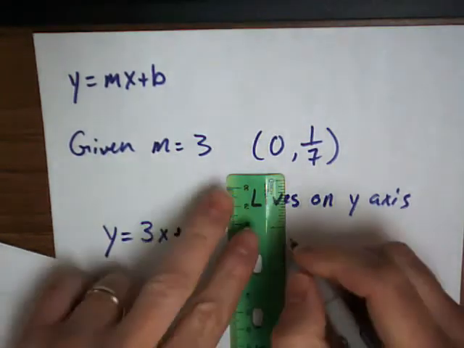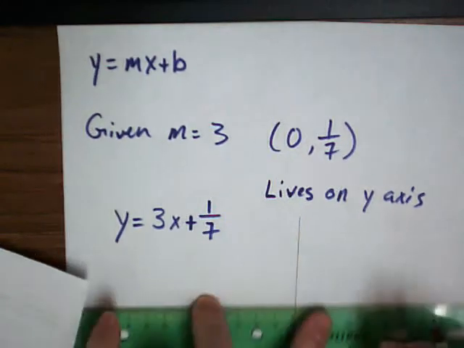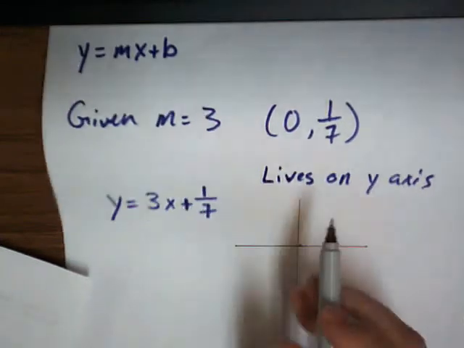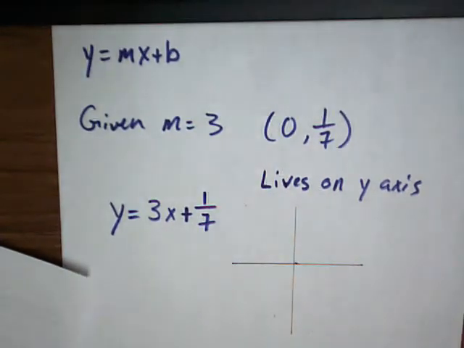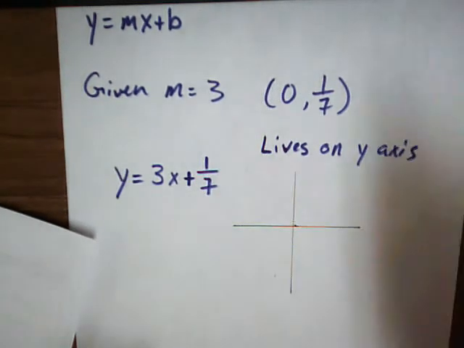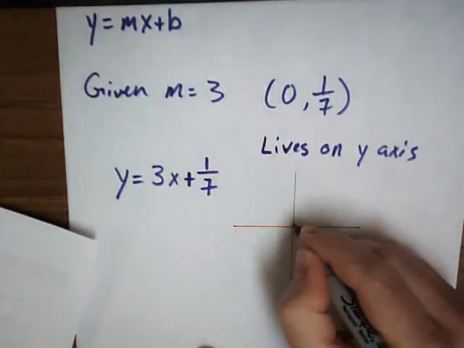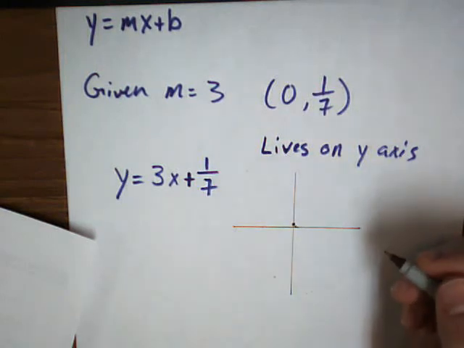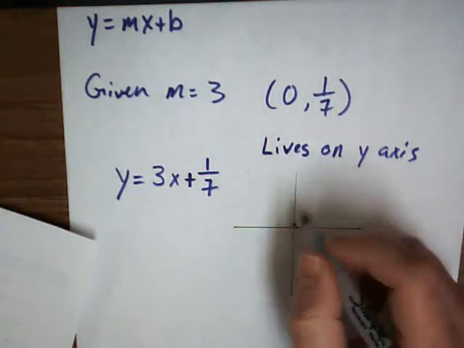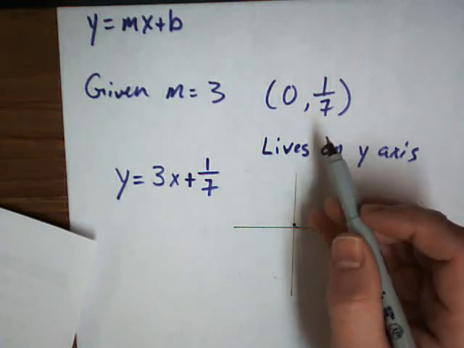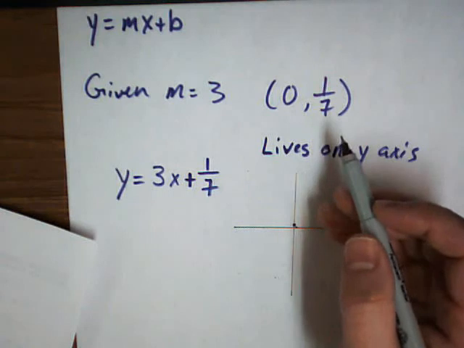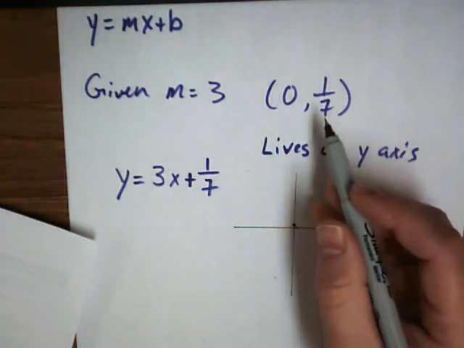if you graph this, (0, 1/7) is actually on the y-axis. It'd be like right here. It is the y-intercept. They're going to give you a point on the line. Okay, they're always going to give you a point that's on the line. You don't know where on the line, but they're going to give you one on the line.